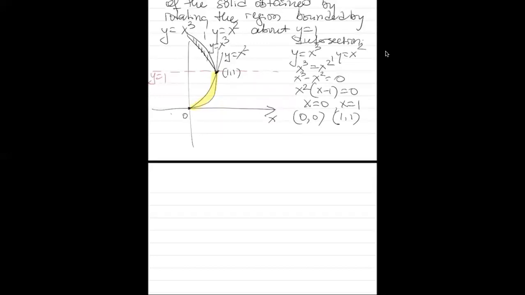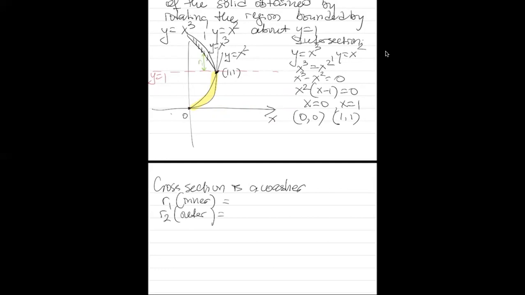So let's write this down. The cross section is a washer or a ring. So we need either the inner radius and outer radius. Let's demonstrate the inner radius at a sample point. This is the inner radius, that's R1.